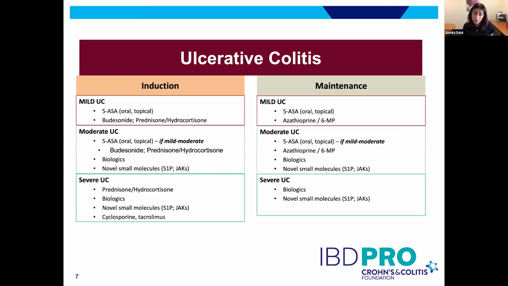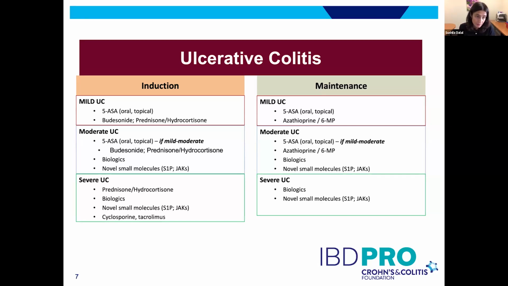So this is an overview of the medications that we're going to talk about more in detail for ulcerative colitis. Just as a way of introduction, the medications that we use for mild ulcerative colitis are mesalamine and steroids. Steroids are only ever to get people out of a crisis and to induce remission. They should never be a maintenance or long-term therapy.